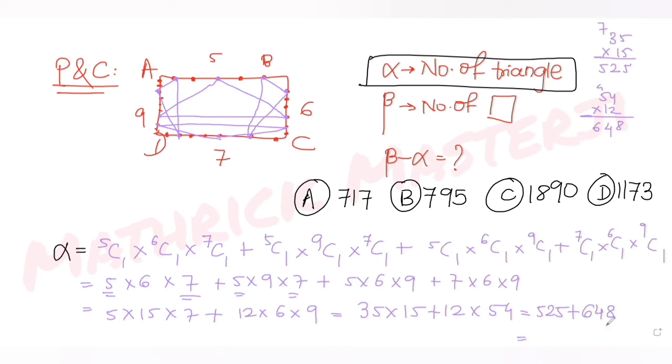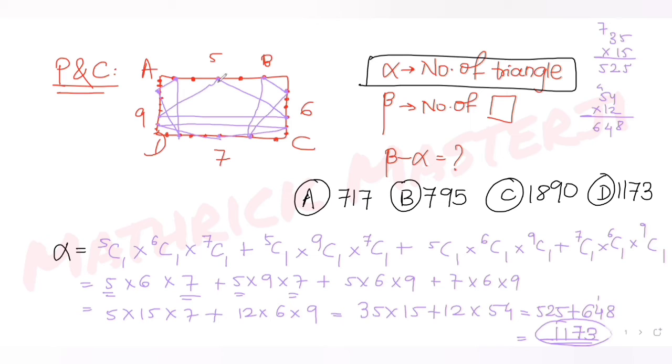Adding 525 and 648, we get 1173 triangles that you can form, taking 1 point from each side as the vertices. So all of that gives me 1173 triangles.